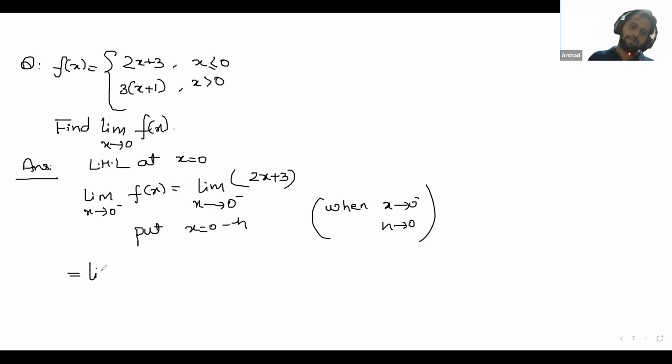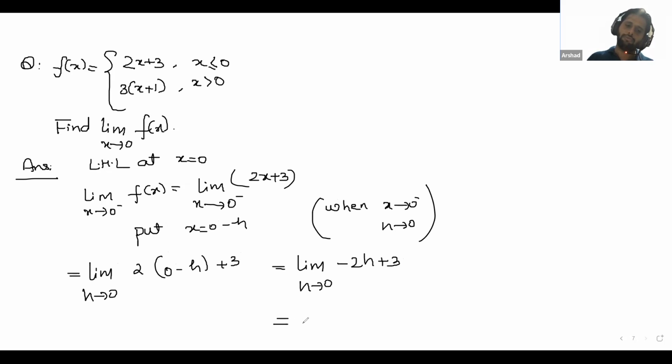So here we will write limit h tends to 0. 2 in place of x, we will write 0 minus h plus 3. So this is limit h tends to 0, open this bracket, minus 2h plus 3. Put this value, you will get 3. Okay, so the LHL, you will get 3. Now, similarly, you need to find RHL. Can you do this in the homework or? Okay, no issue. I will do this right now.